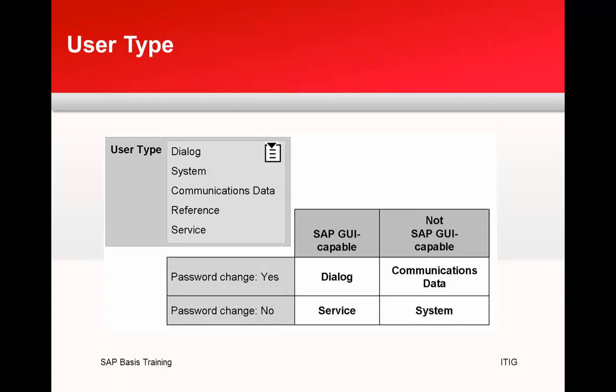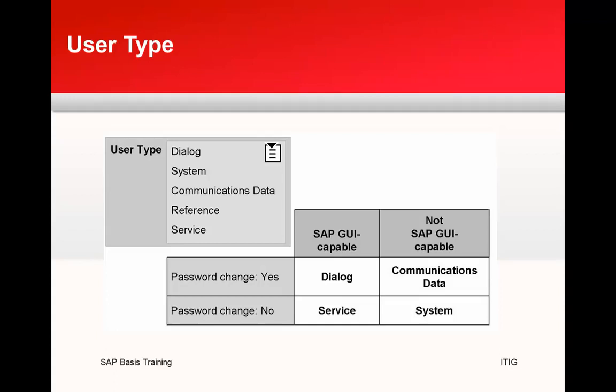Okay, then let's get into the reference user. A reference user is like a general user, not specific to a particular person. You cannot use a reference user to log on. It is used just for assigning additional authorization. You can specify a reference user for a dialog user for additional authorization on the roles tab. Okay, so that is about the different types of users and whether a password change is required for them to start with or not.